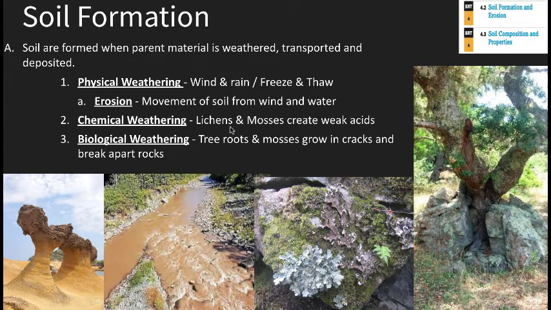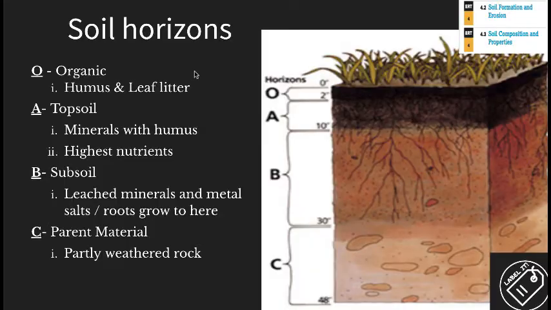Certainly there's chemical weathering, the lichens and mosses creating weak acids to break apart the rock and help wear that down. And we have biological weathering, which is really something like tree roots or mosses growing in cracks and breaking apart the rocks themselves. And again, it's all about breaking down this bedrock and forming this organic layer of soil, or this mineral layer of soil.